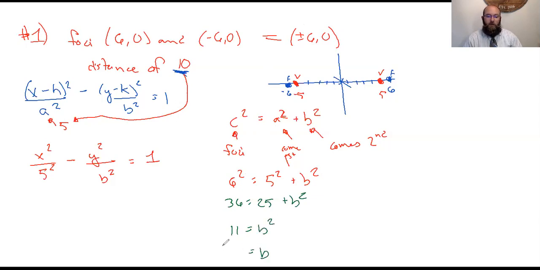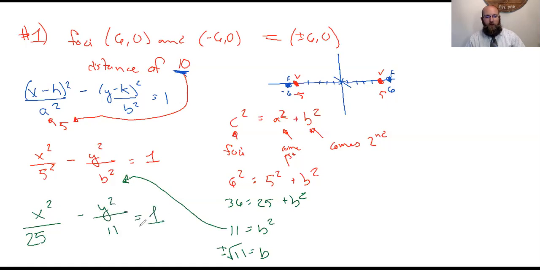So b equals plus or minus square root of 11. That's a prime number, doesn't simplify any further. Okay, it is what it is, right? But remember, b squared actually goes into my denominator, so I don't even have to square root it. I can just leave it as a b squared. So my final answer is x squared over 25, because that's what 5 squared is, minus y squared over 11 equals 1.